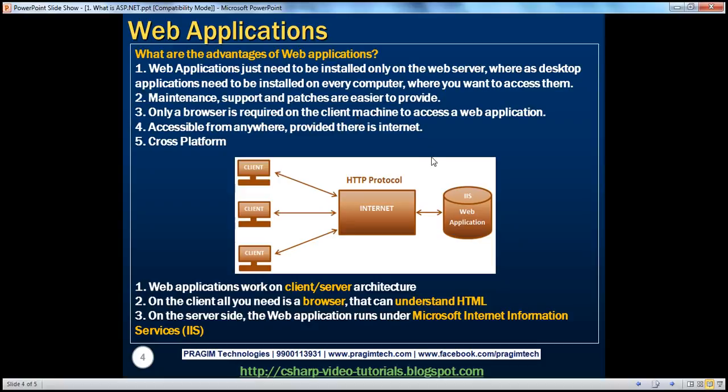Alright, now let us see what the architecture of a web application is and how web applications actually work. If you look at the diagram here, we have different clients, users, and then I have a server here which has the web application. If I want these three users to be able to access that web application, I don't have to install anything on these client machines. On these client machines, all I need is a browser that can understand HTML.